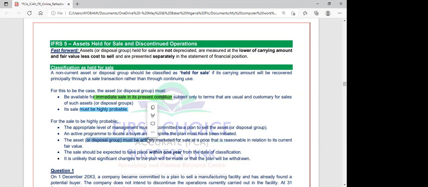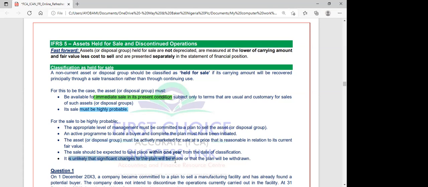All right, then the next one, the sale is expected to occur within the next 1 year. So if they classify the asset as held for sale in December 2021, then by December 2022, they should have sold the asset. That's the meaning. But if they were not able to sell it due to circumstances beyond the control of management, they can decide to continue to classify it as held for sale, provided all these seven conditions are met at the reporting date. What do you mean by reporting date? That's the balance sheet date, for example, December 31, if the accounting year starts from January.